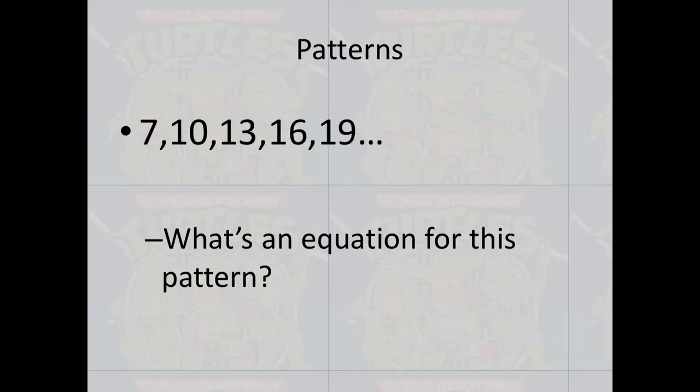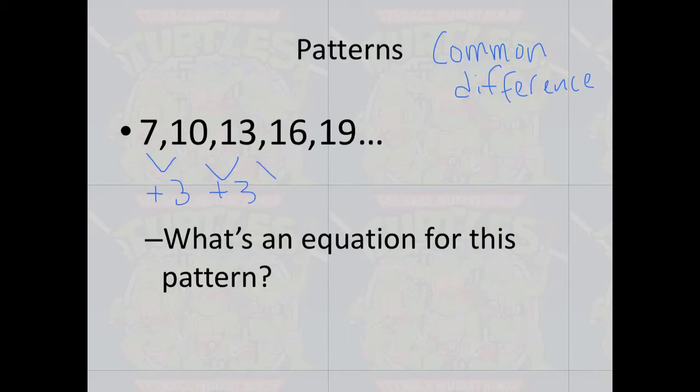Alright, so I'm going to start off with just a simple pattern. First pattern is 7, 10, 13, 16, 19. And what we want to look for here is the common difference. The common difference is just what you would get if you took any consecutive numbers and subtracted them. In this case, if you do 10 minus 7, you get 3. So when we're going down the pattern, we are continuously adding 3.